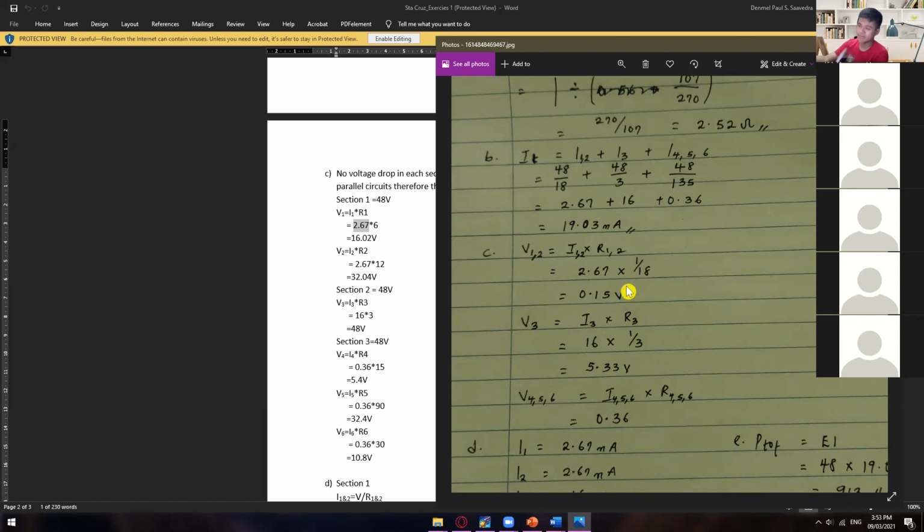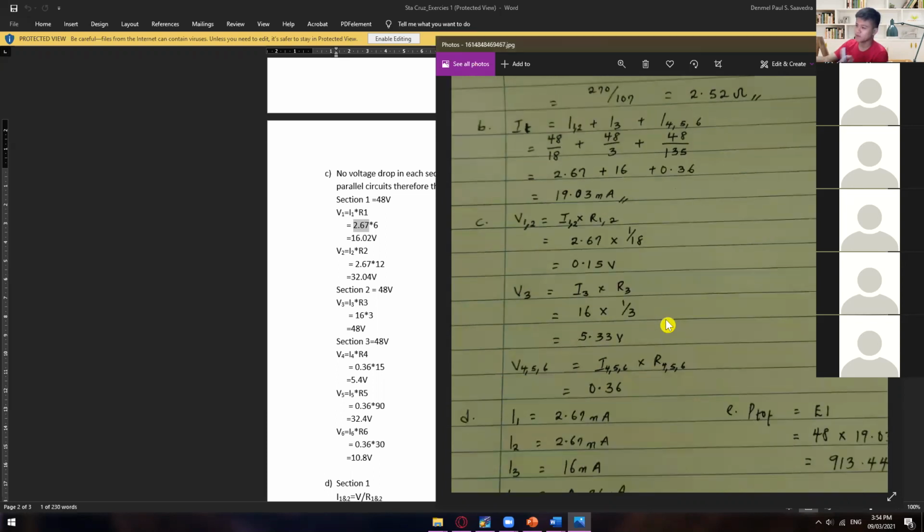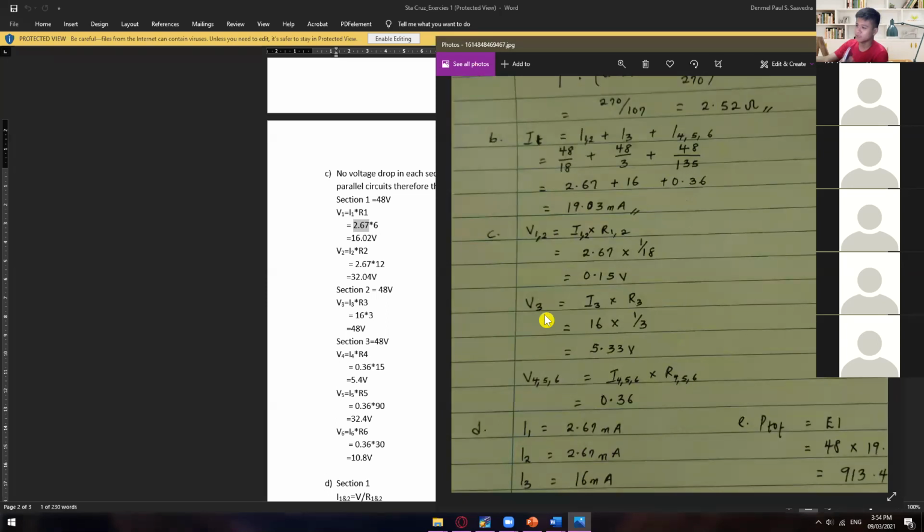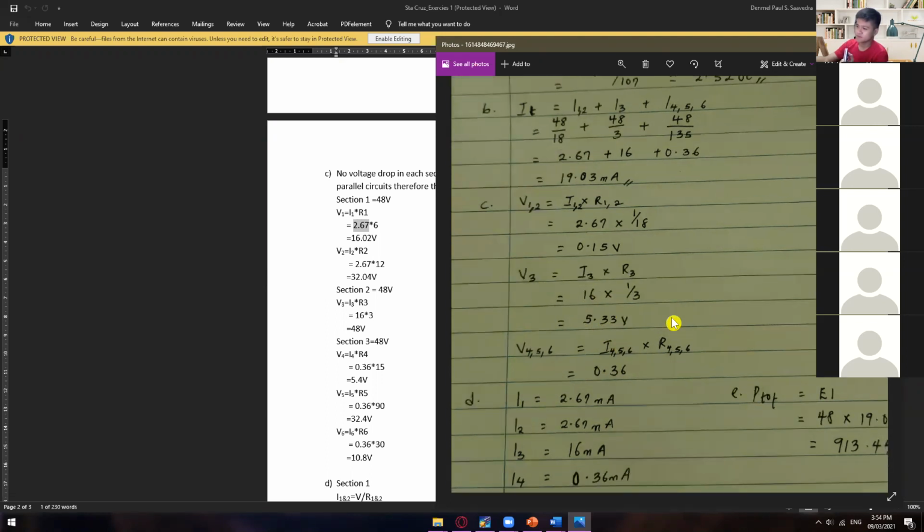However, since it's in parallel, we don't do this kind of solution, because whatever is the total voltage or the voltage source is equal across each section. So that is why your answer here is quite far already. If you add V1, V2, V3, V4, 5, 6, you'll not be able to get 48 volts. In fact, this one is super far from 48 volts. This one is only a total of less than 6 volts. Am I correct, Mr. Falabeba?